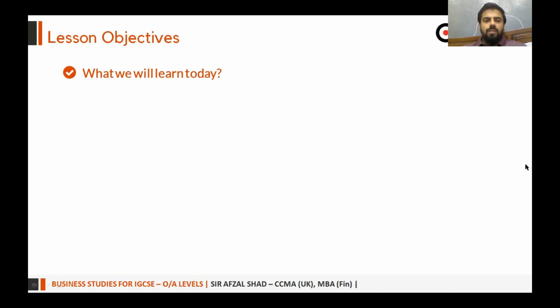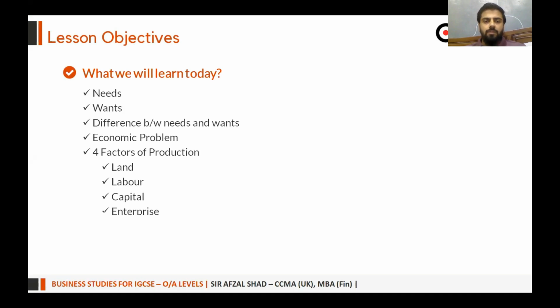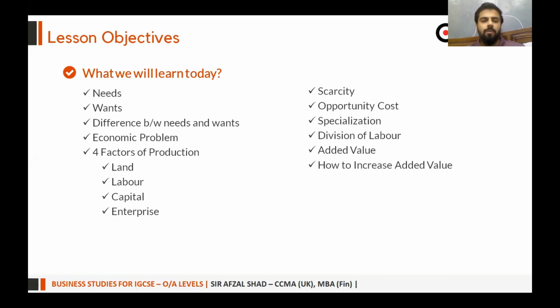Today's lesson objectives: we'll be talking about needs. We'll talk about wants, the difference between needs and wants, economic problem, the four factors of production. Then we talk about scarcity, opportunity cost, specialization, and division of labor, the difference between these two. Then we'll talk about added value, and at the end we'll discuss how to increase the added value in the business. Let's start.